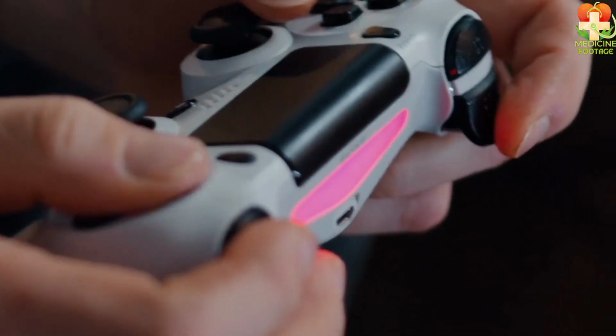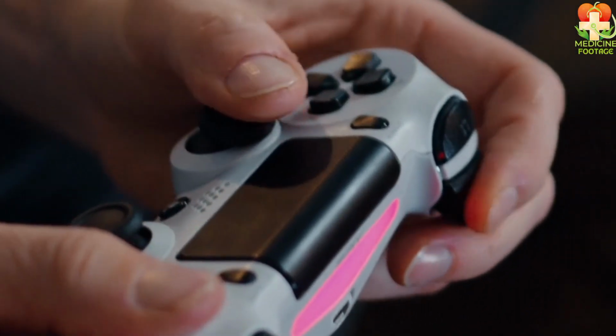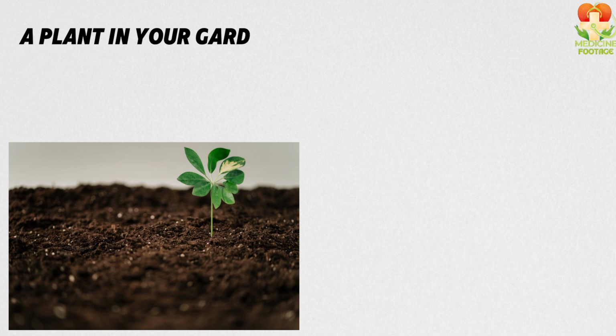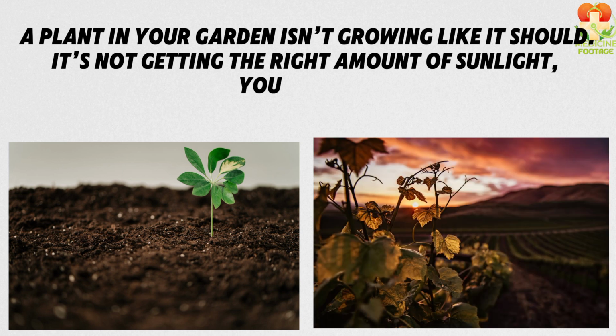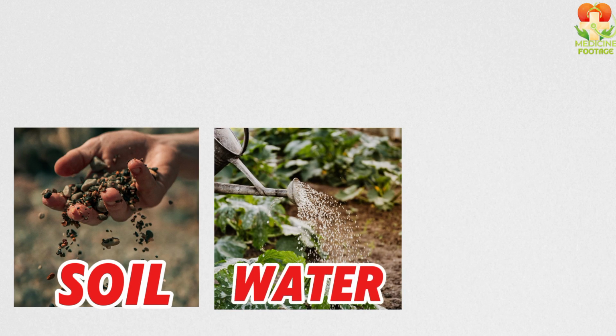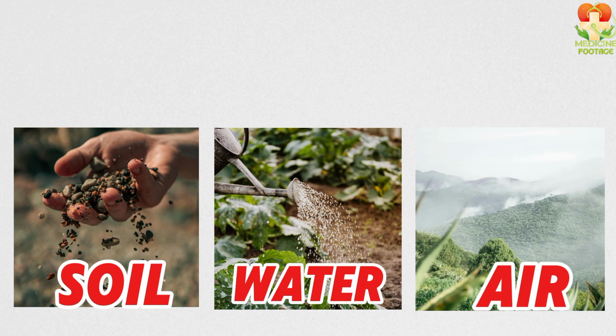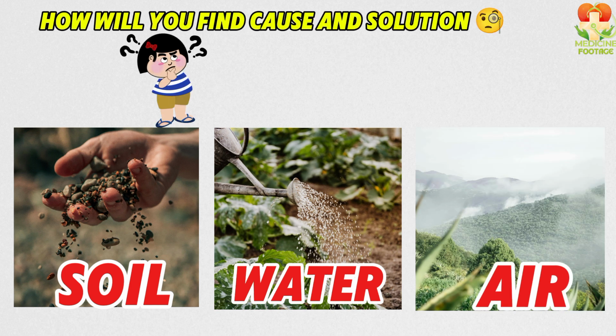Imagine you are facing a mysterious puzzle. Let's say a plant in your garden isn't growing like it should. It's not getting the right amount of sunlight, you think. But what if it's something more? Is it the soil, the water, or even the air around it? How do you figure out the cause and find a solution?